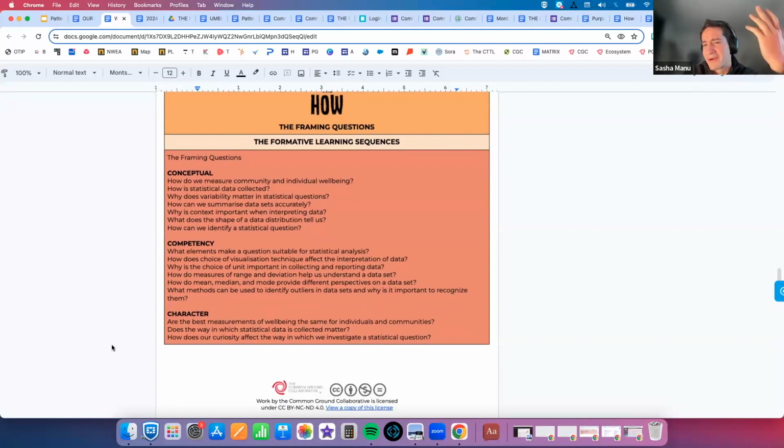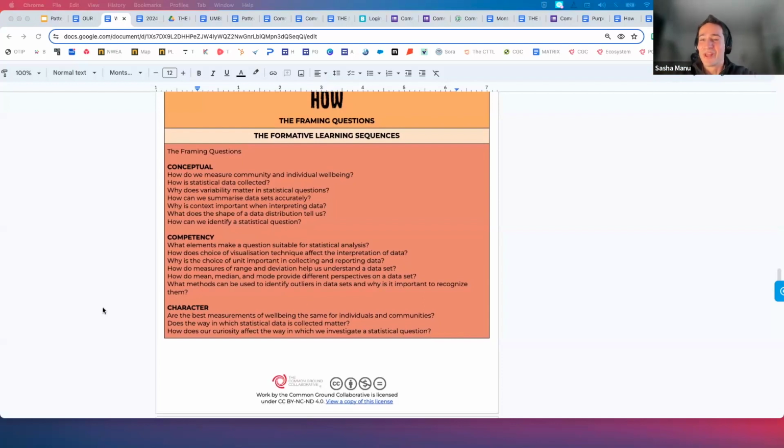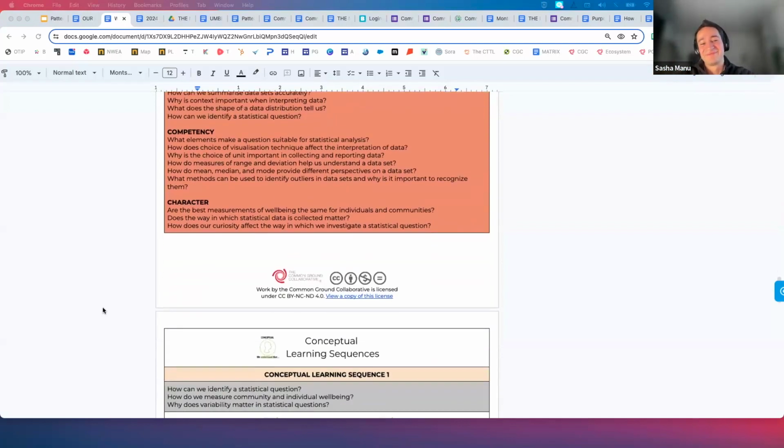And if we recall the character piece earlier, is curiosity and responsibility. And so we really have to be open to, well, what are the standard measures of well-being? And we'll introduce students to lots of those. And are those the best measures, right? Does the way in which statistical data is collected matter, right? Is a survey, is a Google form the same as a paper survey? What might you suspect would happen if you give someone a personalized survey with their name on it versus an impersonal Google form, for instance, right? And how does our curiosity affect the way in which we investigate a statistical question? So lots of open-ended questions on all fronts.